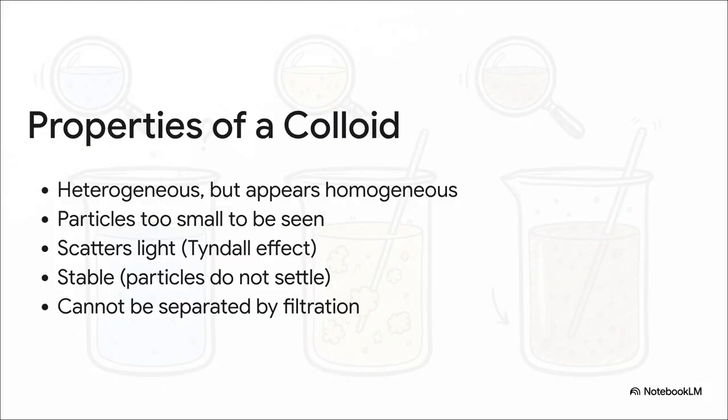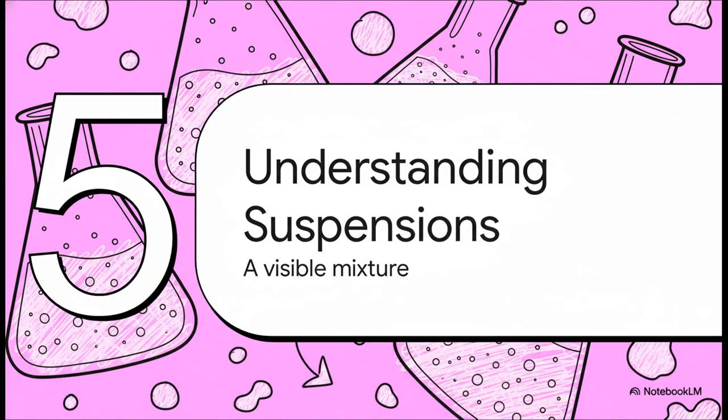So let's quickly recap the properties of a colloid. It looks homogeneous, but it's secretly heterogeneous. The particles are too small for you to see with your eyes, and just like a solution, it's quite stable. The particles won't settle down. But here is the big difference. It scatters a beam of light, which means it shows the Tyndall effect. That's the key. And that brings us to our third and final type of mixture for today.